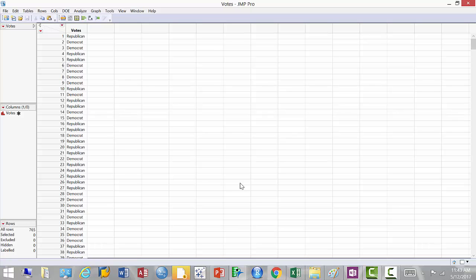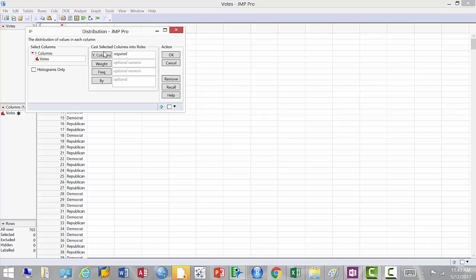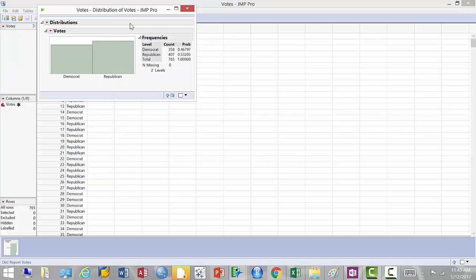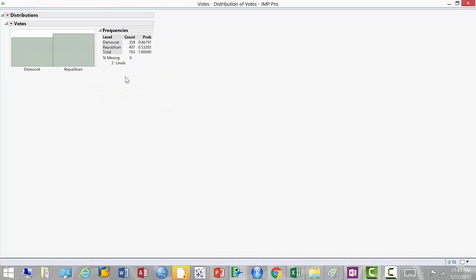Well, luckily, there are only 2 categories, right? So let's go to distribution. And I take votes and move them to the columns area. And when I click OK, there it is. Okay. Let me stack it horizontally, just like that. All right, and let's make it bigger.